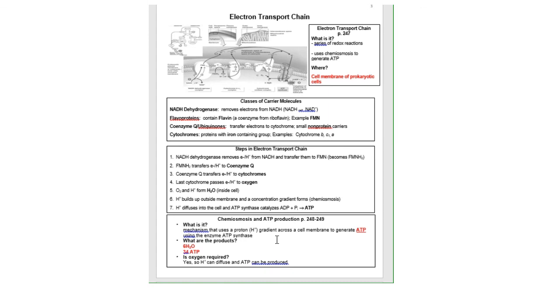So it says, mechanism that uses a proton gradient across the cell membrane to generate ATP, using the enzyme ATP synthase. So as those hydrogens move back into the cell, or back into the cytoplasm, ADP plus P are going to use that energy force to form ATP. So what are the products? 6 water, 34 ATP. And is oxygen required? Yes. Oxygen is required to continue that diffusion of hydrogen to make that ATP, which we will see on the next slide.